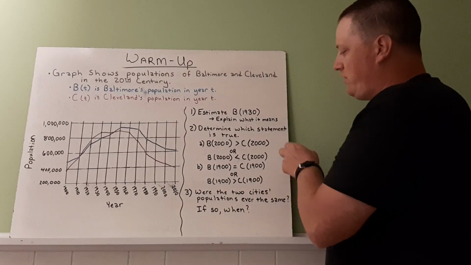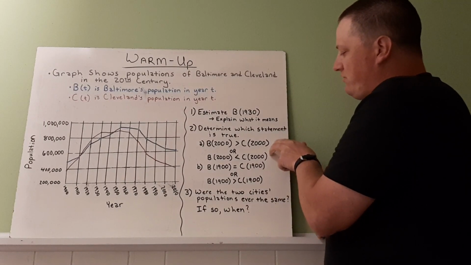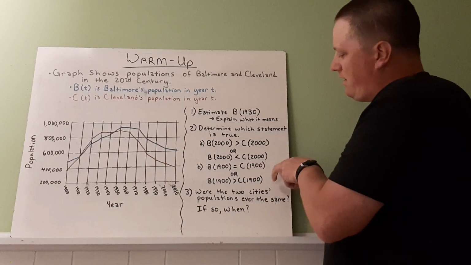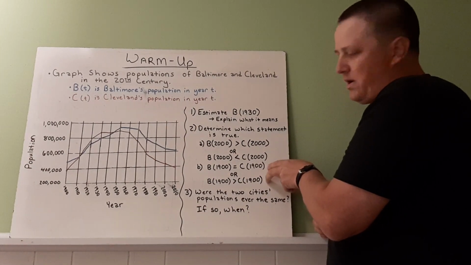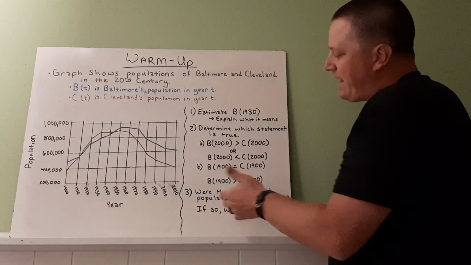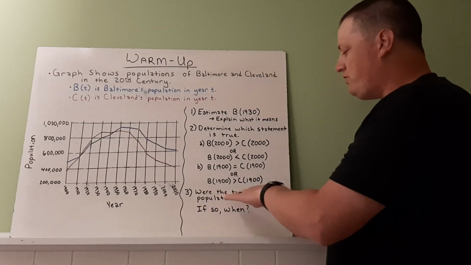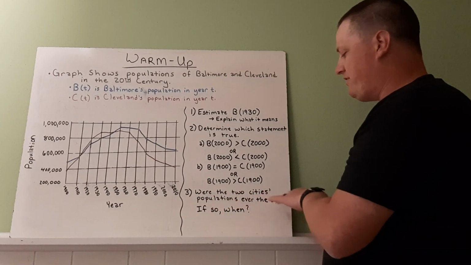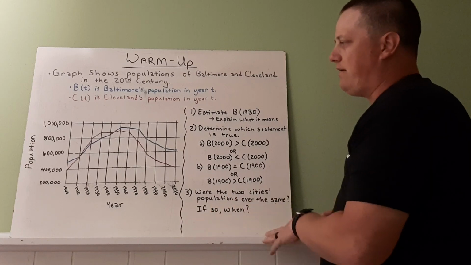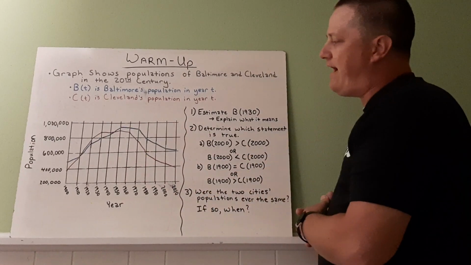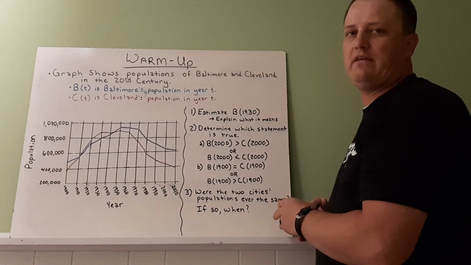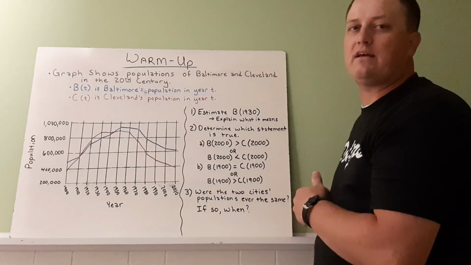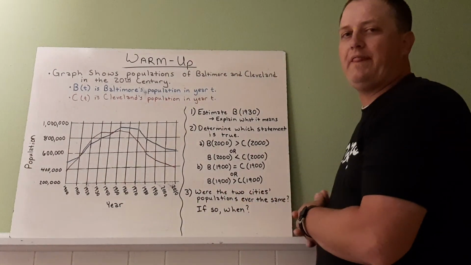So in number 2, I need you to figure out which of these 2 statements in part B is the correct one. And then third, were the 2 cities' populations ever the same? If so, when? So look and determine if ever these 2 cities had the exact same population at the exact same time and write when that was.